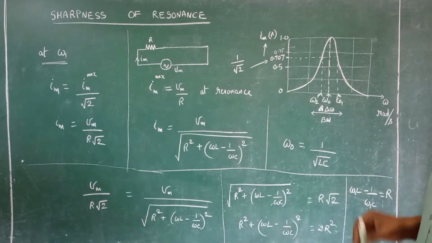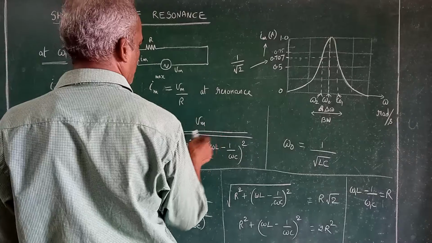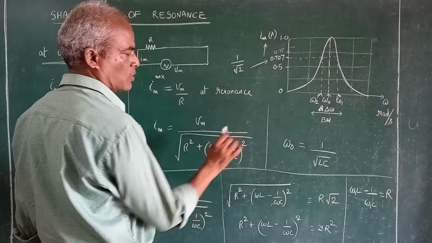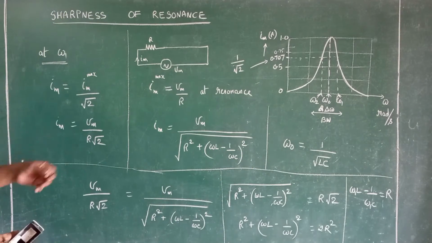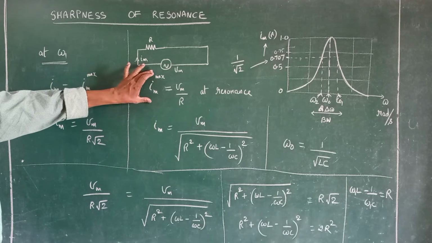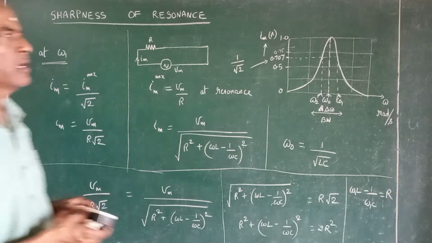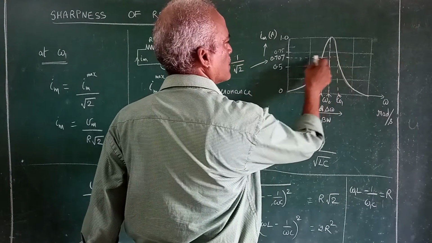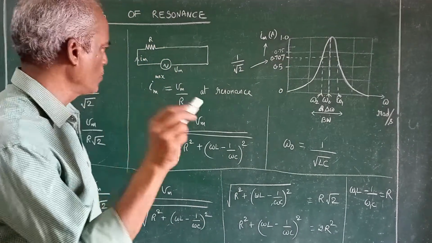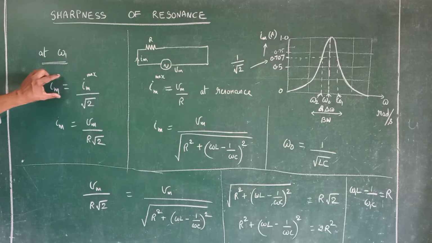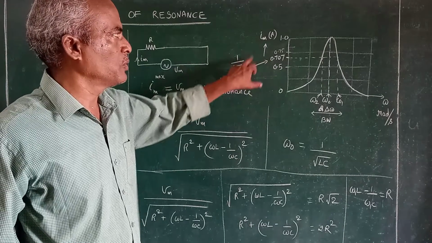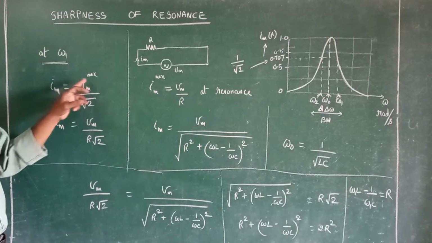Now we have the relation I_m is equal to V_m by the square root of R square plus (omega L minus 1 by omega C) the whole square. At omega 1, this point, the value is 0.707, or equivalently 1 by root 2. That is, I_m is equal to I_m max by root 2, because at this point the value is 1 by root 2 times I_m max.